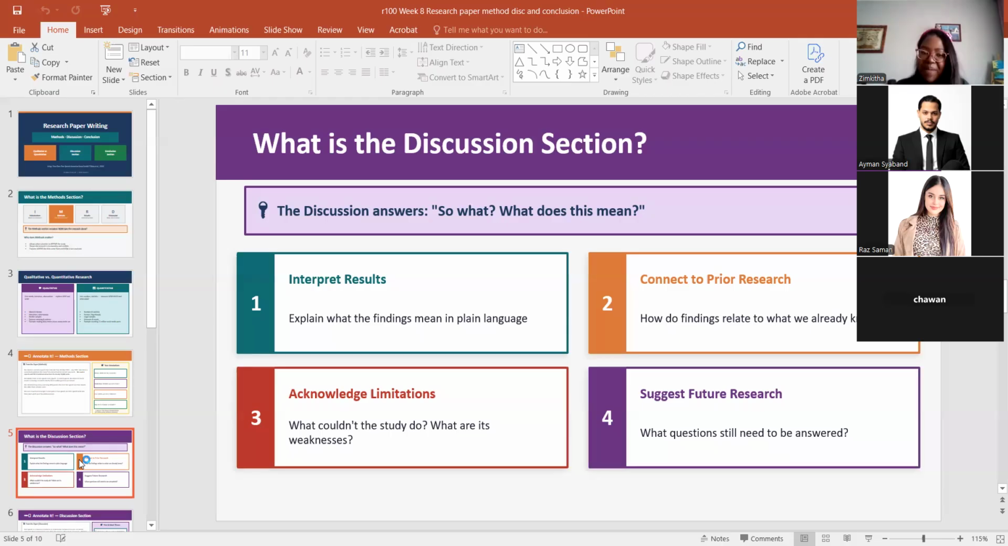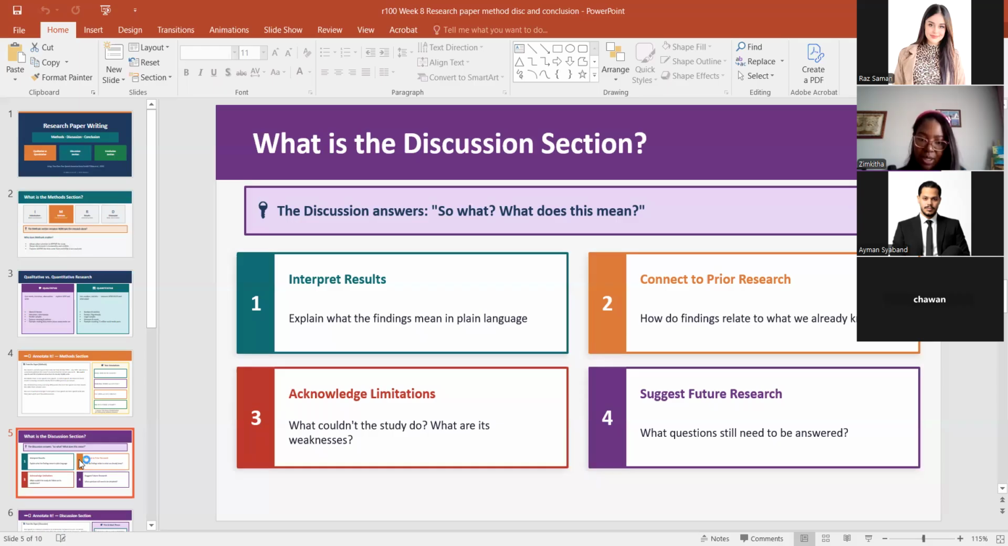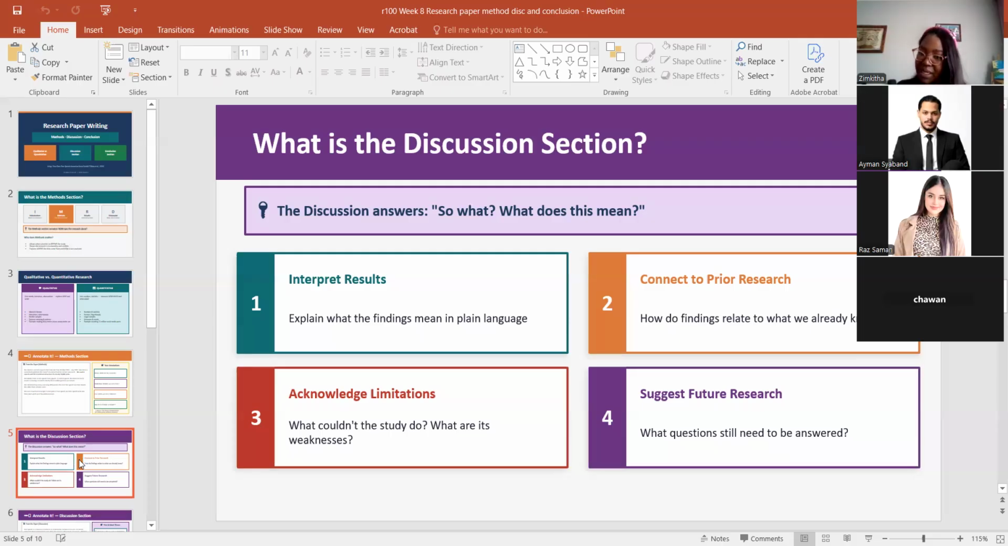Okay. I want to hear from Eamon. Eamon, when we say acknowledge limitation, what do you think that means? So in the discussion, we also have to acknowledge limitations, okay? Acknowledge limitations. What do you think that means? It means honestly stating the weakness of the study, like a small sample size. Okay, all right. So it's acknowledging what you could not do or couldn't do well in this research. That's what limitations mean, okay?